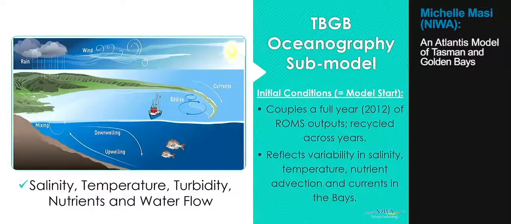The oceanographic data in the model couples a full year of ROMS outputs, which is then recycled across years. And this allows us to reflect the seasonal and diurnal variability in things like salinity, temperature, nutrient advection, and currents moving into and out of the bays.